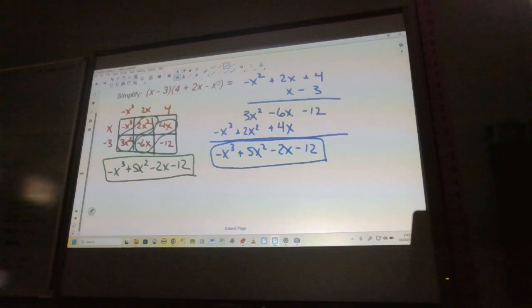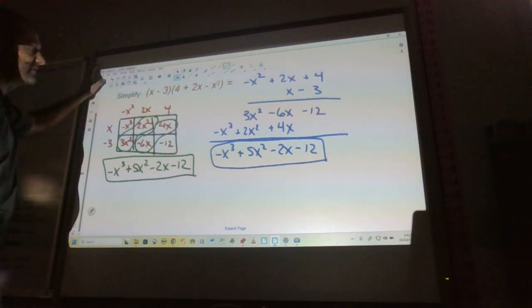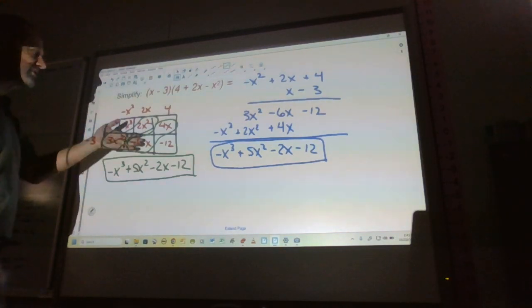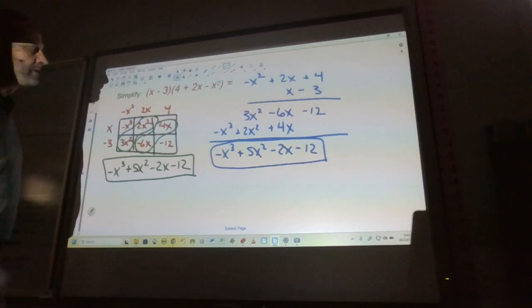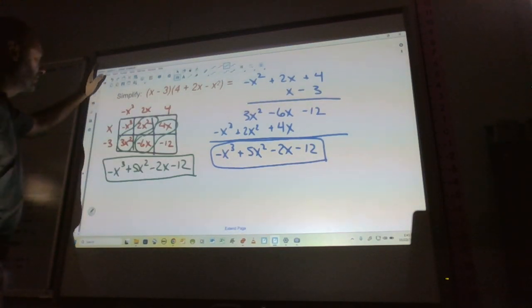Well, I just kind of do an area model. Again, I don't care, unless it says to do it one way or another, just do whatever is easiest for you. This takes a couple extra seconds to make the little grid, but I think it's helpful for a lot of people.